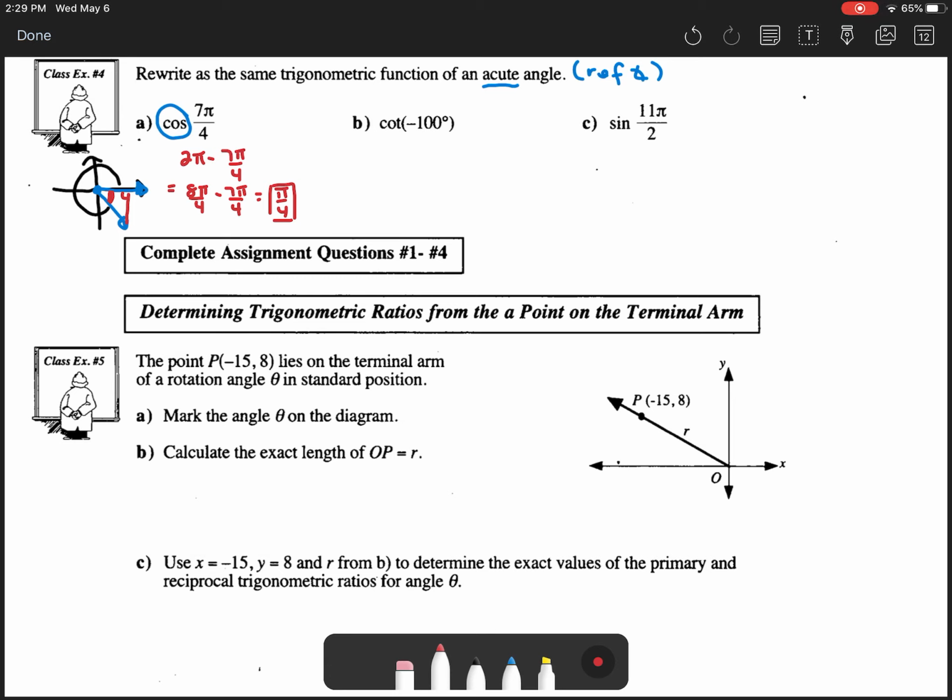Now, you can see cosine of this rotation angle, 7 pi over 4, puts you in quadrant 4. Cosine is positive in quadrant 4. The reference angle, pi over 4, that's 45 degrees. That's up here. That's quadrant 1. So both of them are going to give you positive values, aren't they? Cosine of 7 pi over 4 is positive. Cosine of pi over 4 is also positive. So they give me the exact same value. So this just equals the cosine of pi over 4. Okay, they are the same. So this is your answer, cos of pi over 4. Okay, you got an acute angle, pi over 4.